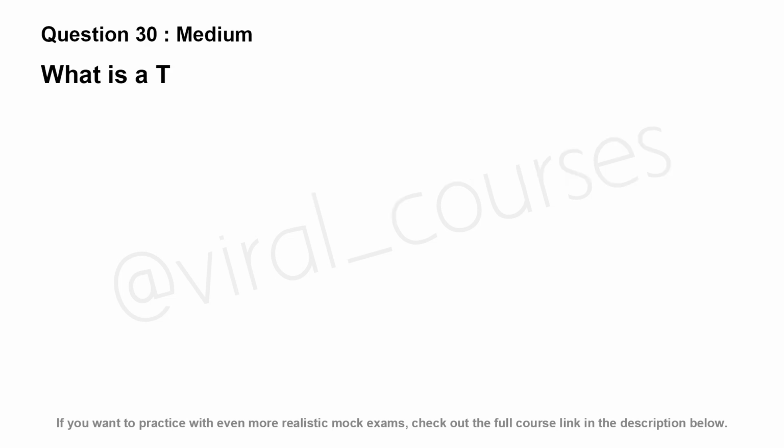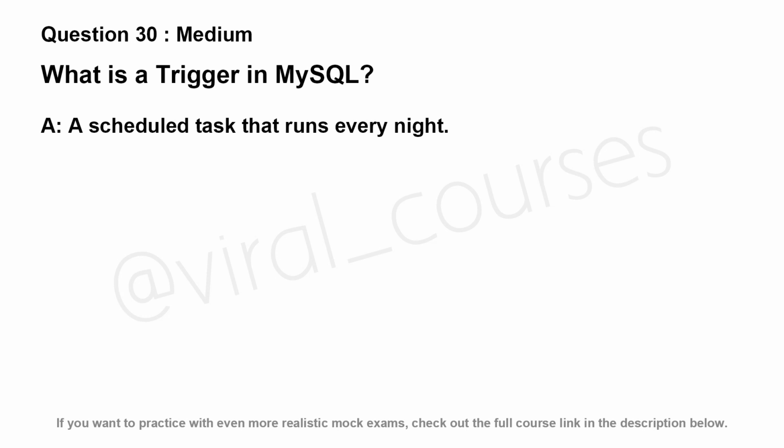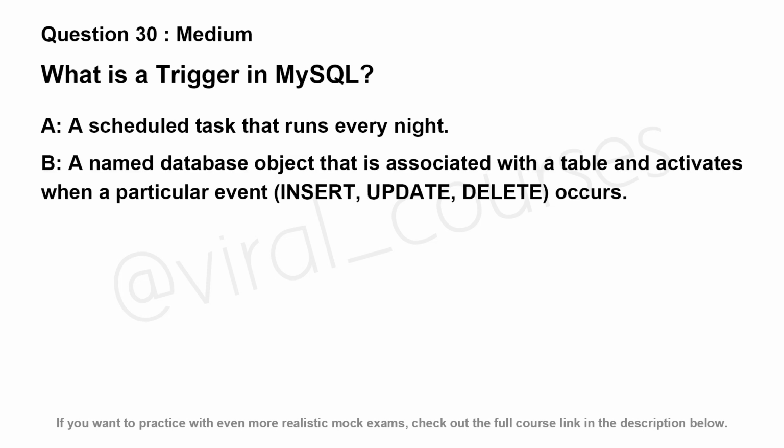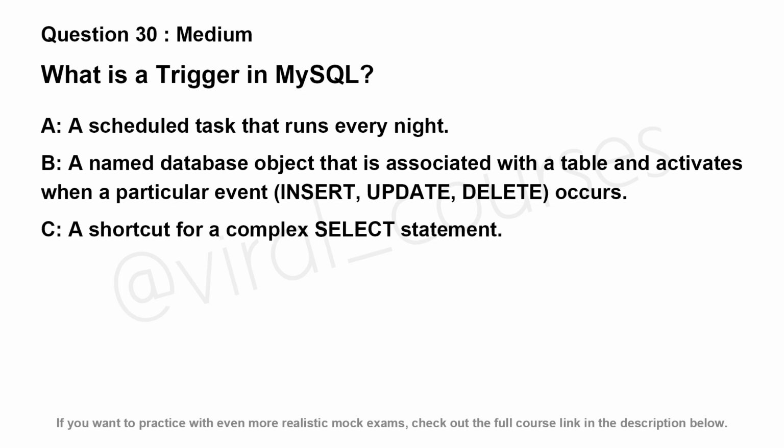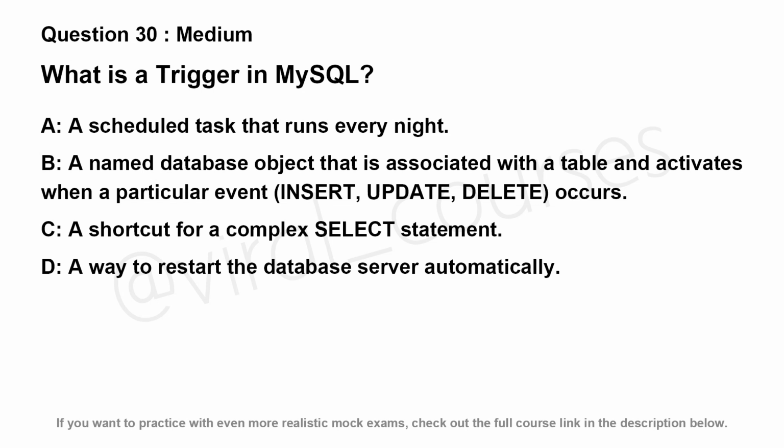What is a trigger in MySQL? Option A. A scheduled task that runs every night. Option B. A named database object that is associated with a table and activates when a particular event (insert, update, delete) occurs. Option C. A shortcut for a complex SELECT statement. Option D. A way to restart the database server automatically.